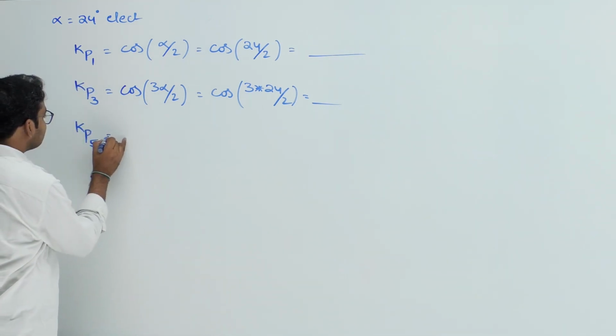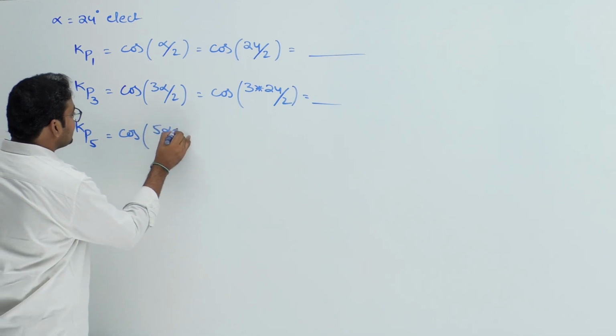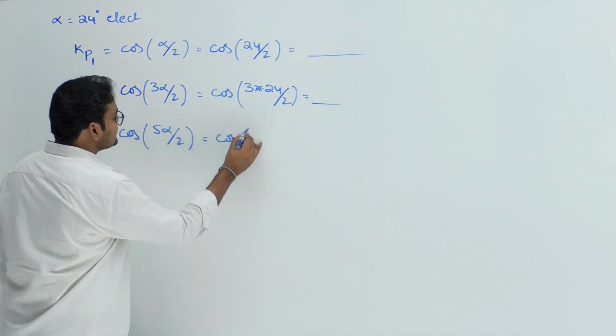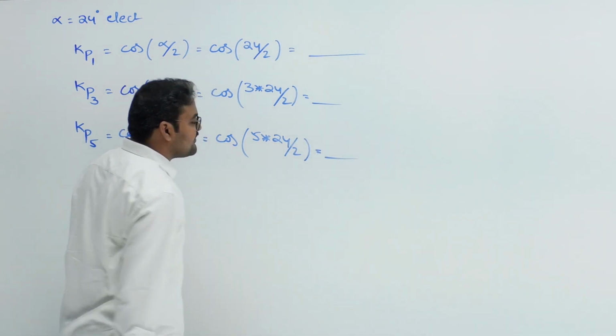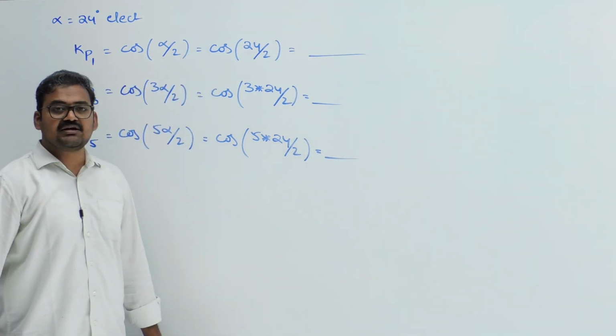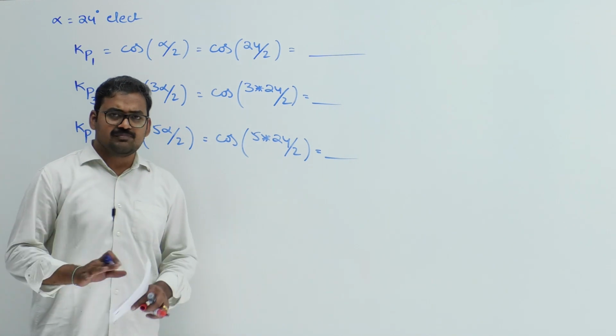Similarly, find out the pitch factor for the fifth harmonic, cos 5 alpha by 2, which is cos 5 into 24 degrees by 2, you will get the pitch factor for the fifth harmonic. Use a calculator, you will get the answers. Okay, simple question. Alright, let us try to solve a few questions related to distribution factor calculations.